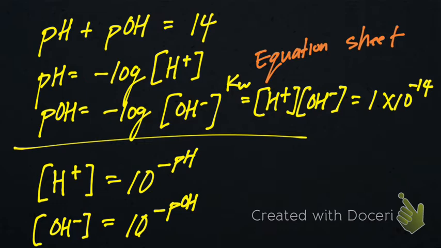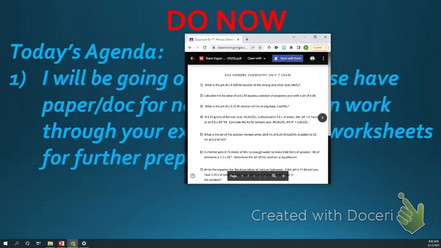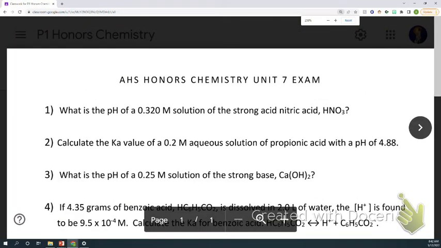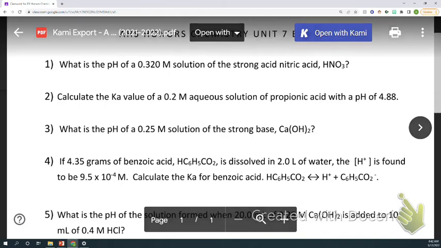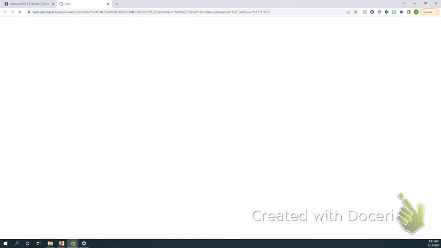All right, so those are the main equations for acids and bases. I'm going straight to your exam here. And let's churn out some of these questions, and then probably last hour self-study or something, right? But let's try to get through as many as we can here.